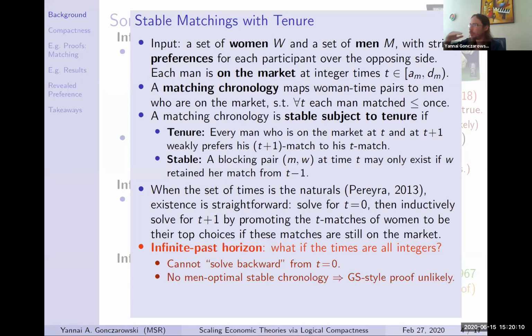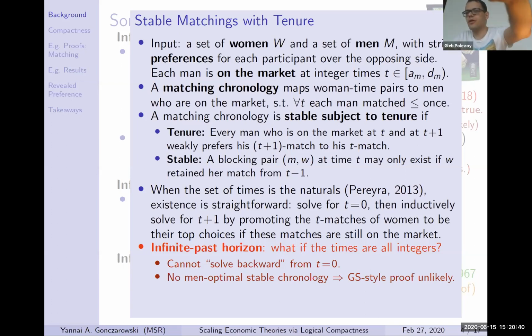So he can only improve his matches from the time he arrives until he departs. He could be unmatched in all of these times, but once he's matched, at t plus 1 he will be either matched to the same woman or to a woman he slightly prefers. This comes from the tenure approach. It basically means that a teacher can only be removed from one school if they're moved to a school they prefer.